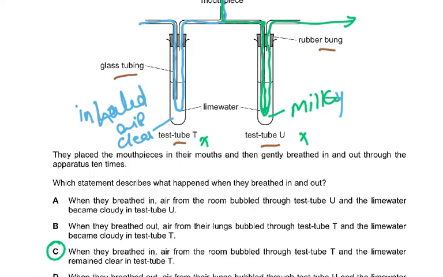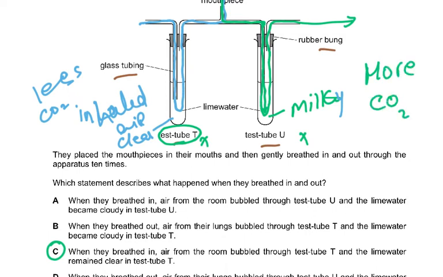When they breathed in, air from the room bubbled into T and the lime water remained clear. Why? Because inhaled air has less carbon dioxide. Inhaled air has less CO2, but exhaled air has more CO2, which is on this side, on test tube U.